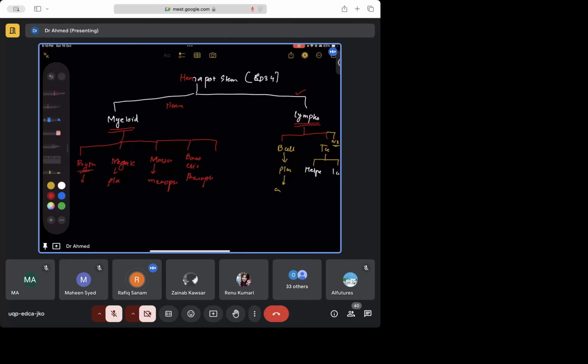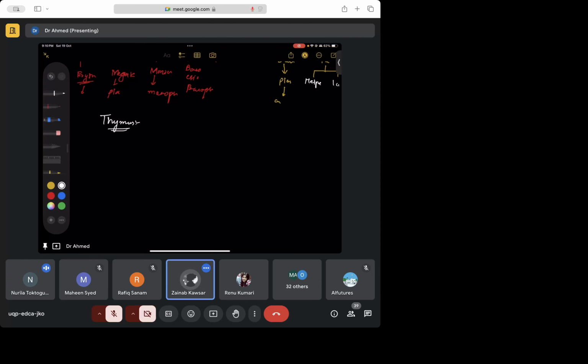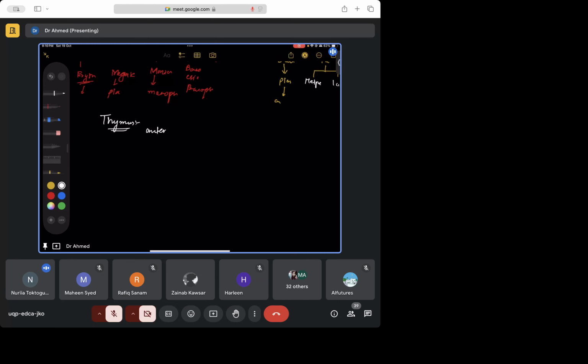So we will be discussing the myeloid lineage in detail once we start our hematology section. But here in this immunology section, we are concerned with lymphoid lineage, right? So now let's discuss thymus. Can you guys tell me the location of thymus, where the thymus is present? Anterior mediastinum? Yes, perfect. It's present in your anterior mediastinum.